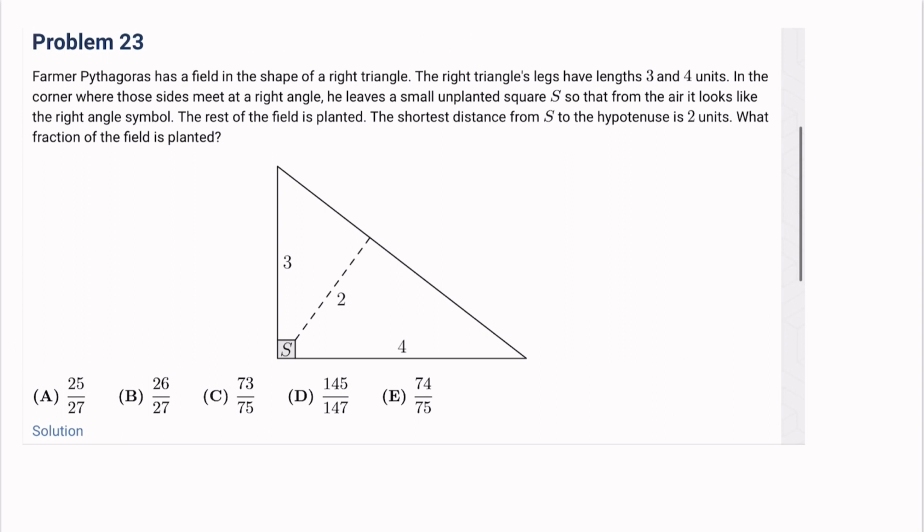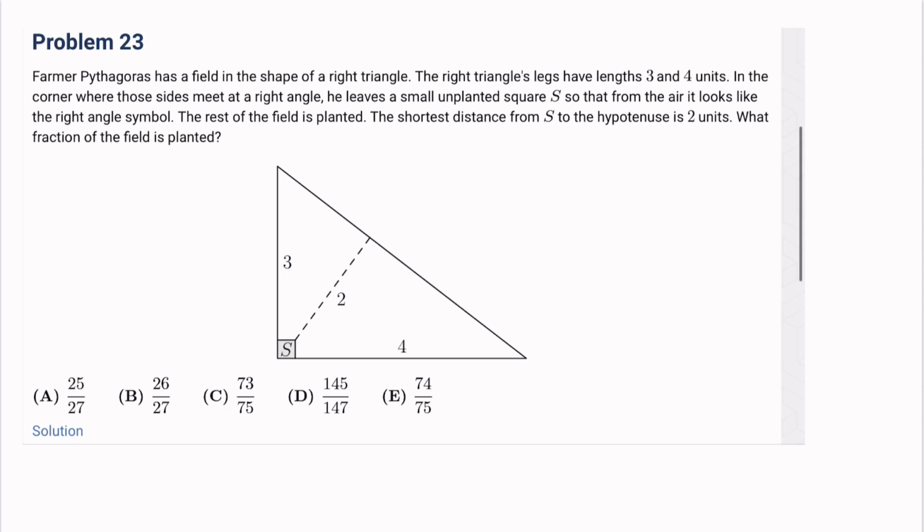Number 23, farmer Pythagoras has a field in the shape of a right triangle. The right triangle's legs have length 3 and 4 units. In the corner where those sides meet at a right angle, he leaves a small unplanted square S, so that from the air it looks like the right angle symbol. Very Pythagoras-y. The rest of the field is planted. The shortest distance from S to the hypotenuse is 2 units. What fraction of the field is planted?